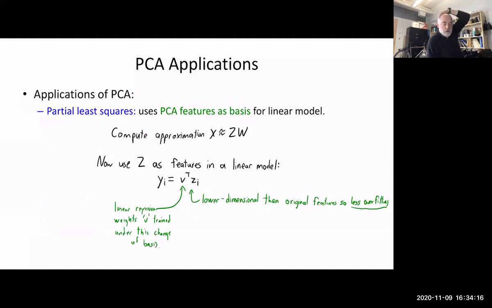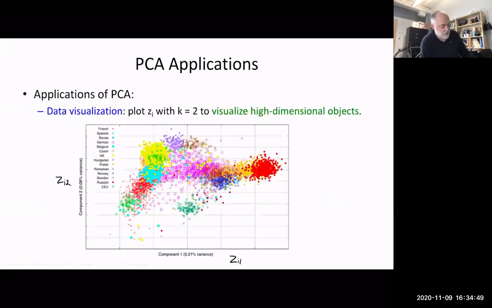So another thing that you can do, and this is hinting at downstream tasks, is what's known as partial least squares, which is you basically use PCA features as a basis for a linear model. So you compute some approximation to your data matrix X as ZW using this magic PCA routine. And then you use the Zs as features in some theoretically lower dimensional linear model where now you have a k-dimensional feature vector rather than a d-dimensional feature vector. And this is now a standard change of basis like we talked about.